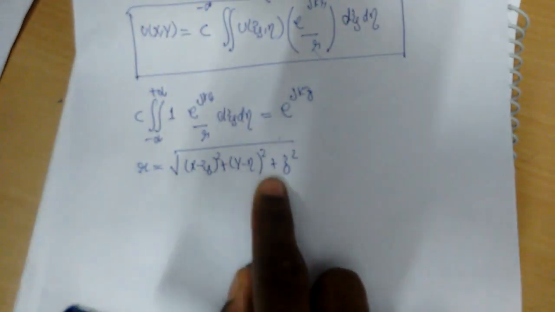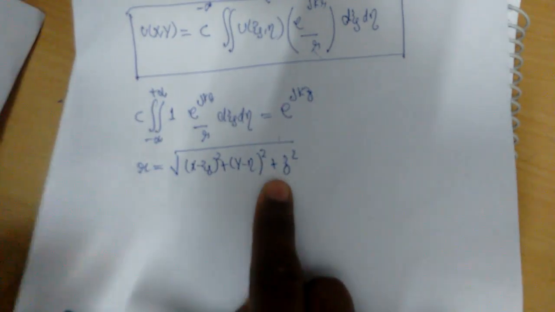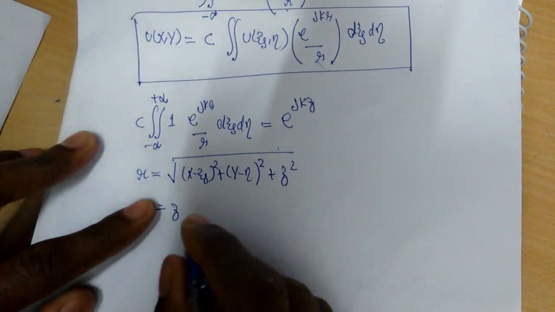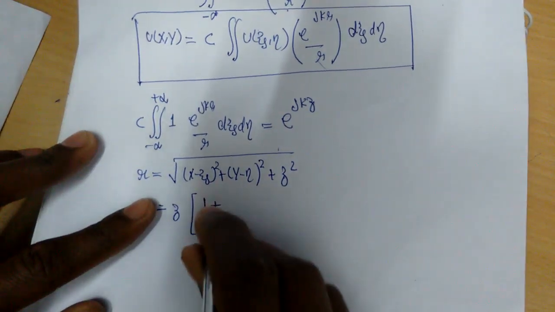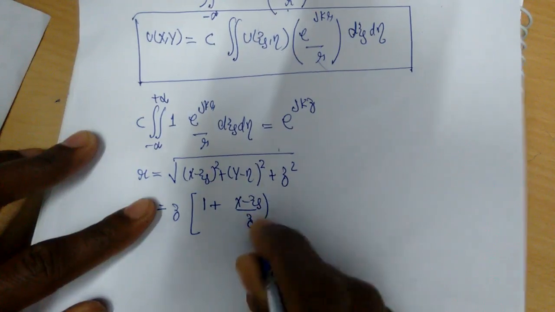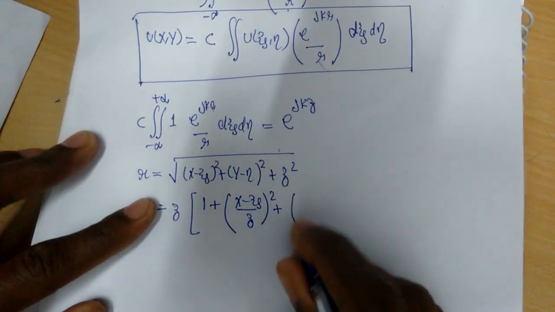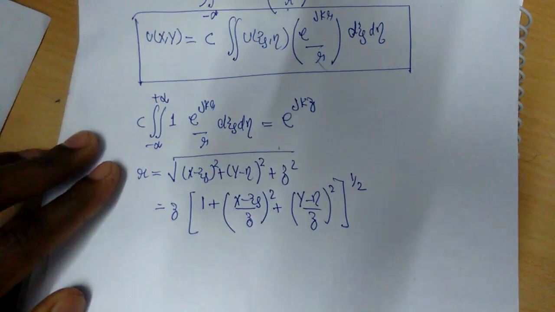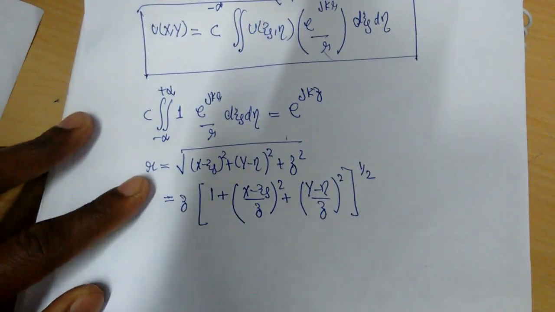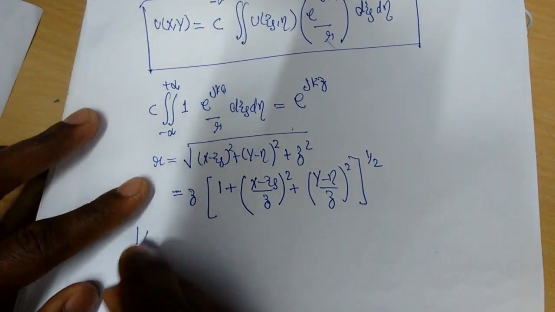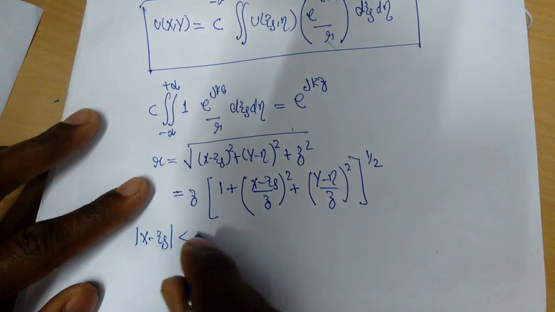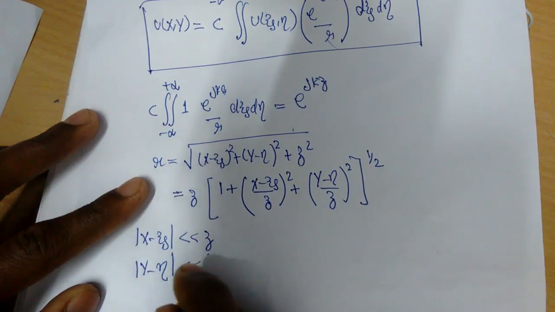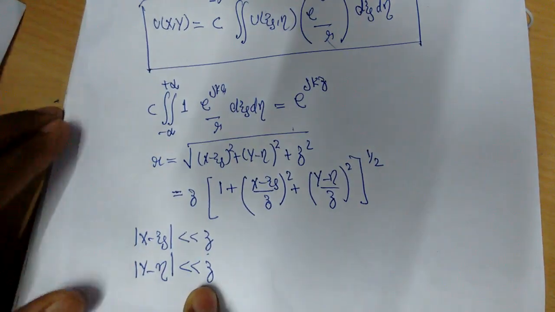Okay, so now what you can do is take z common from here. If you take z outside, this z square will become z, and you can write z times [1 plus ((x minus zeta) upon z) whole square plus ((y minus eta) upon z) whole square] to the power 1 by 2. Now here you make a very small approximation. What I'm going to write is that the value of mod (x minus zeta) is very small as compared to z, and the value of mod (y minus eta) is also very small as compared to z.